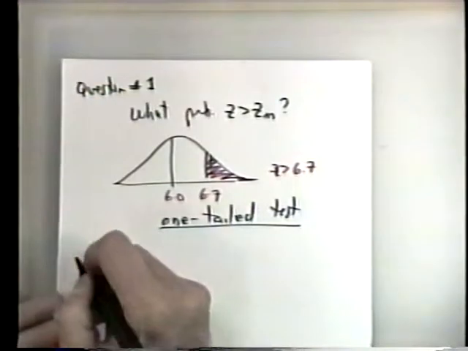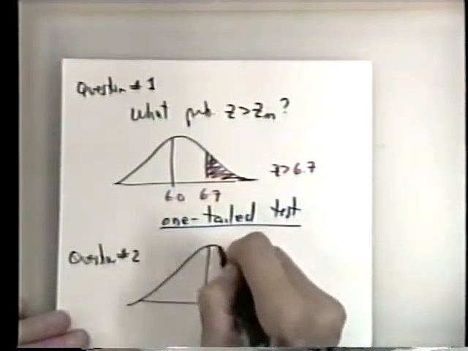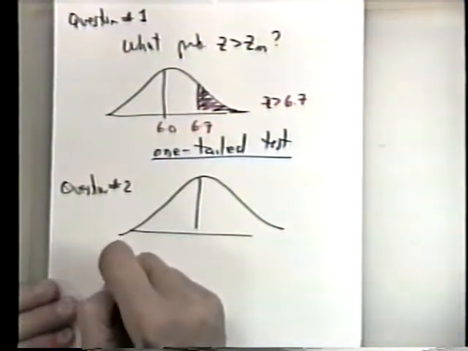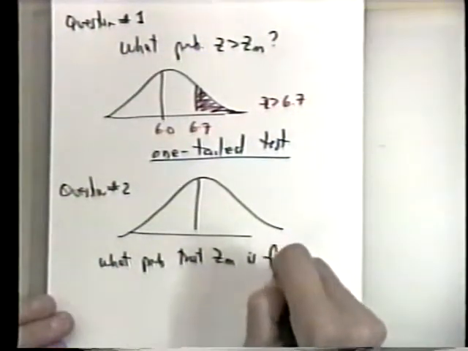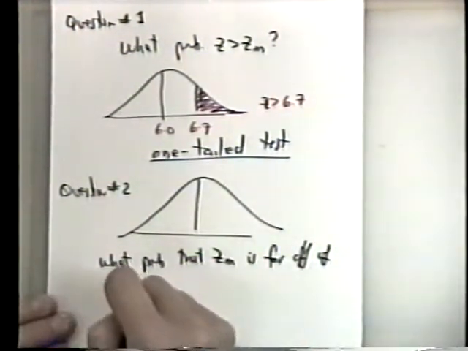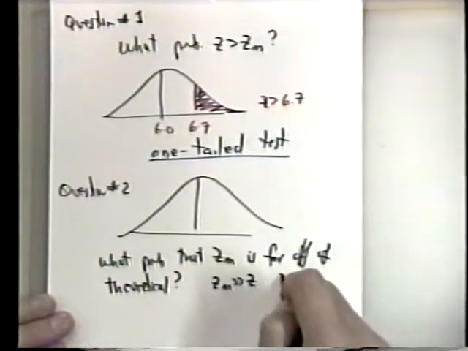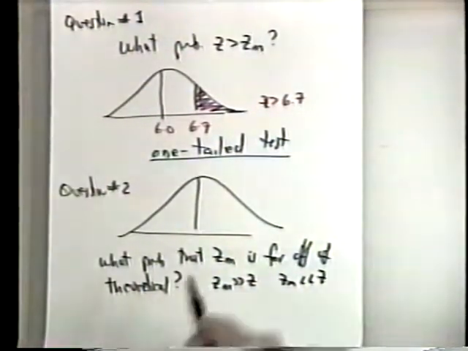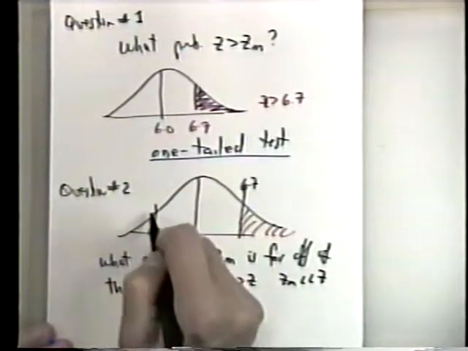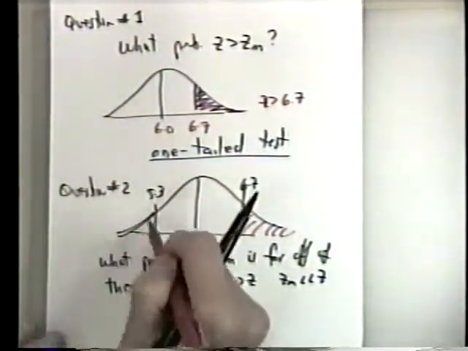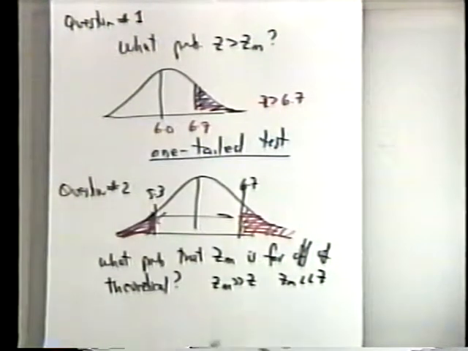Now we could have asked a different question, which is called question number 2. So in question number 2, we can ask a little bit differently. We can ask, what is the probability that Zm is far off of the theoretical one? Now what does far off mean? Far off means that Zm is either much greater than Z or Zm is much less than Z. So in this case, you can see that if Z was 6.7, we'd be too high. And if complementary Z was 5.3, which is the number I had before, we'd be too low. So it's only if Z was within this range that it would be kind of within the value we were expecting.